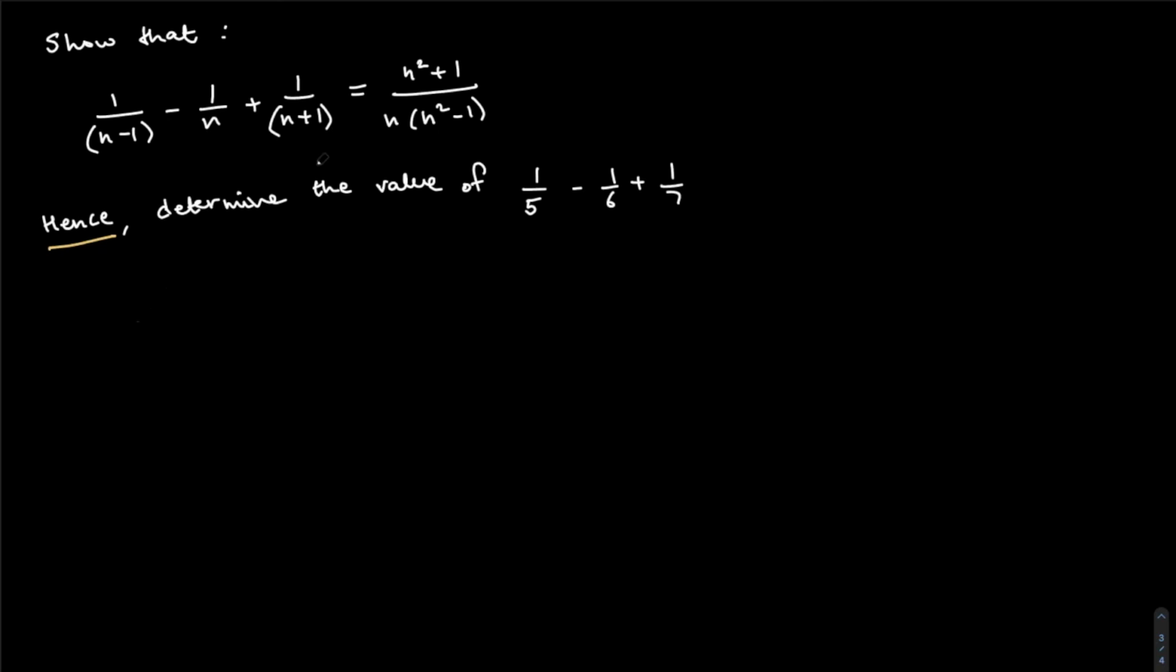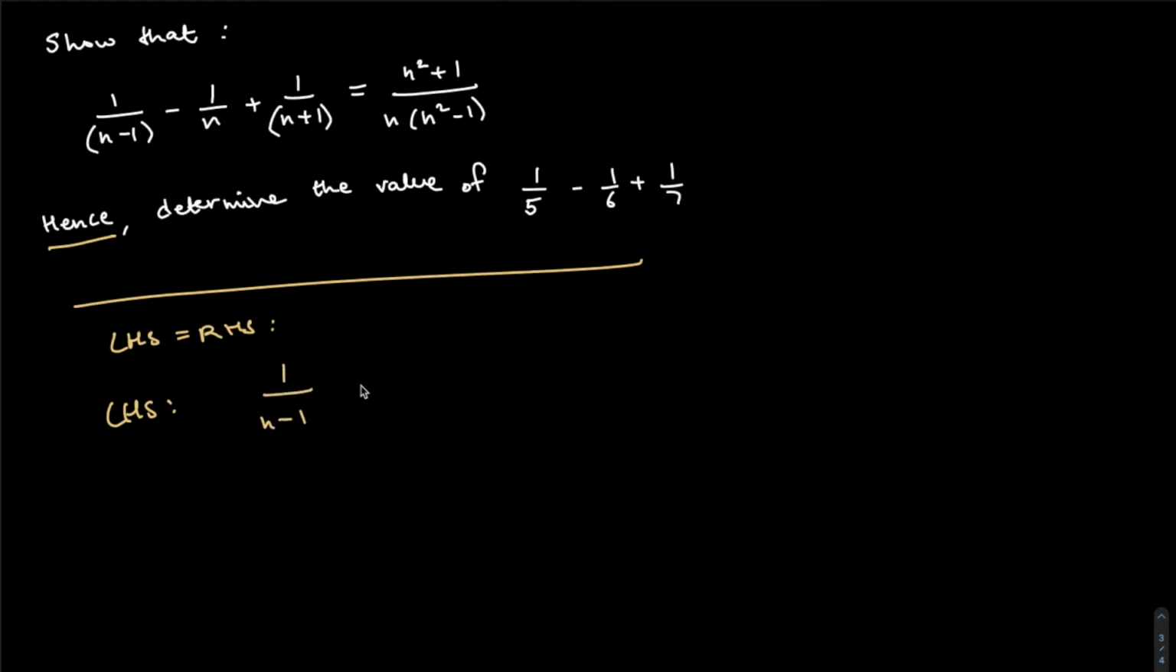So again, it's a very simple LHS is equal to RHS. I'm going to simplify the LHS, so I'll write it here again: 1 upon n minus 1 minus 1 upon n plus 1 upon n plus 1. And I'm going to use my RHS as a guide. When I have the answer, or what they want to see, I should use that as a guide every time.